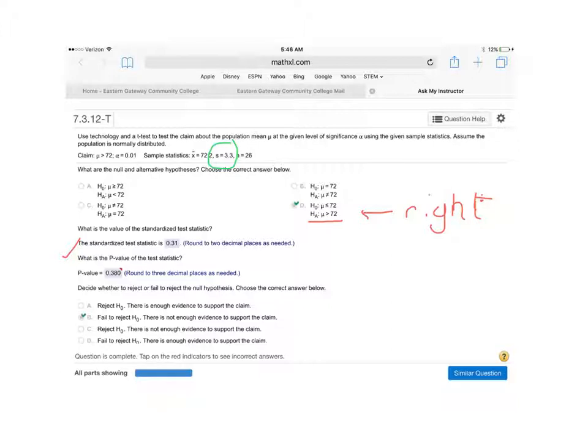So we look at this, and with t distributions we need to identify our degrees of freedom. Well, degrees of freedom is always one less than the sample size, and so in our case that would be 1 less than 26, which gives me 25 degrees of freedom.